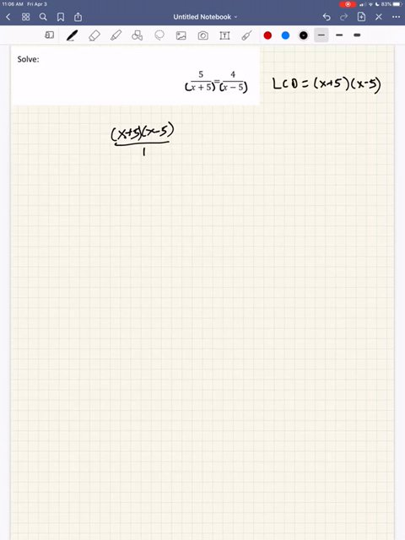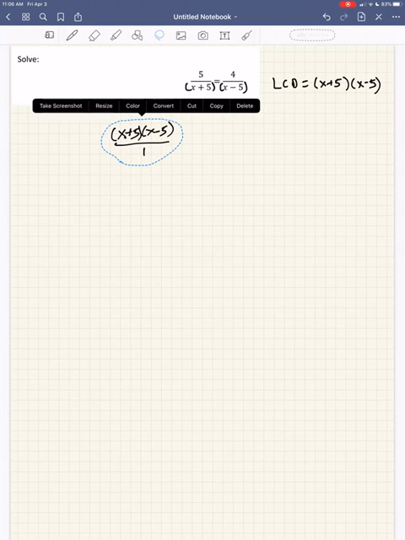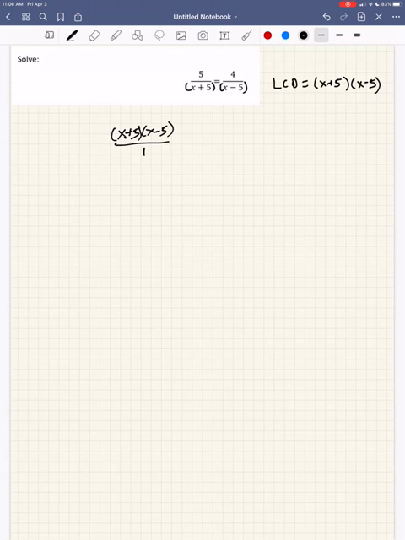I'm going to copy this so I don't have to write it again on the other side. So I'm going to take that and multiply by 5 over x plus 5. I'm going to copy that here. And I'm going to multiply then by 4 over x minus 5.